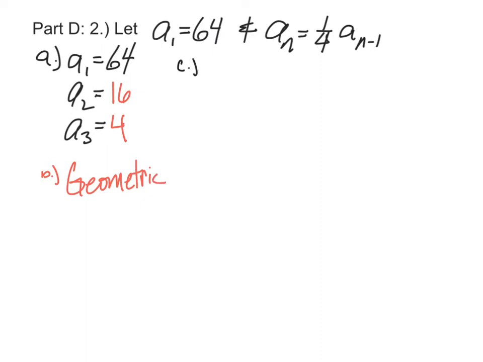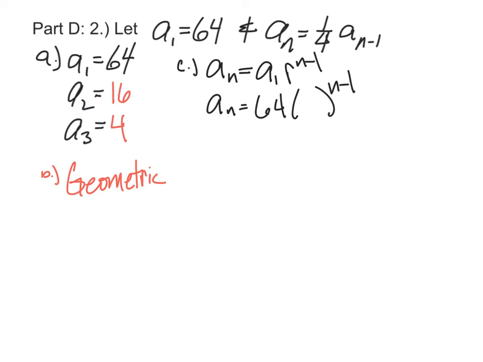Alright, in part C, let's find an explicit expression for the nth term. We remember that with a geometric sequence, the nth term will be the first term times the common ratio to the n minus 1th power. So for us, the first term is 64, and our common ratio is 1/4. So we can leave the expression just like that.